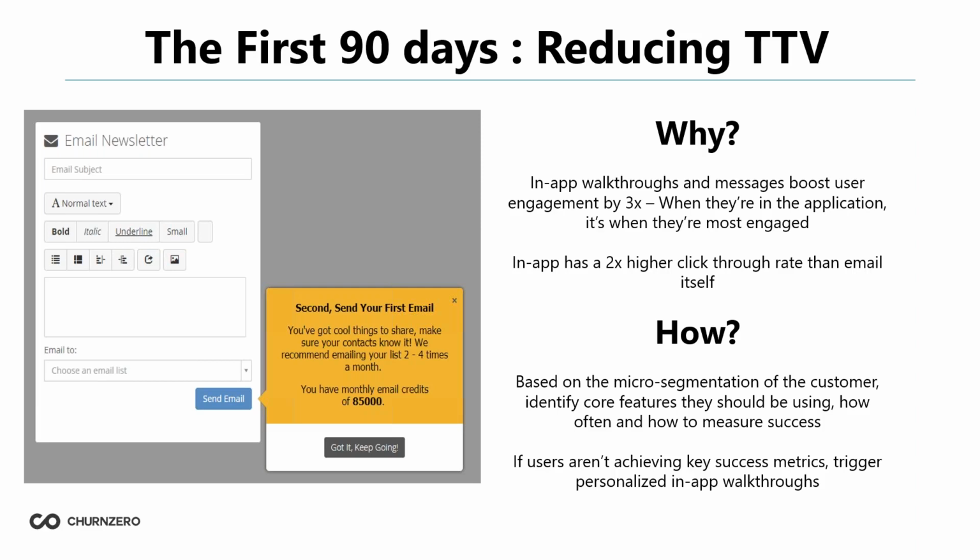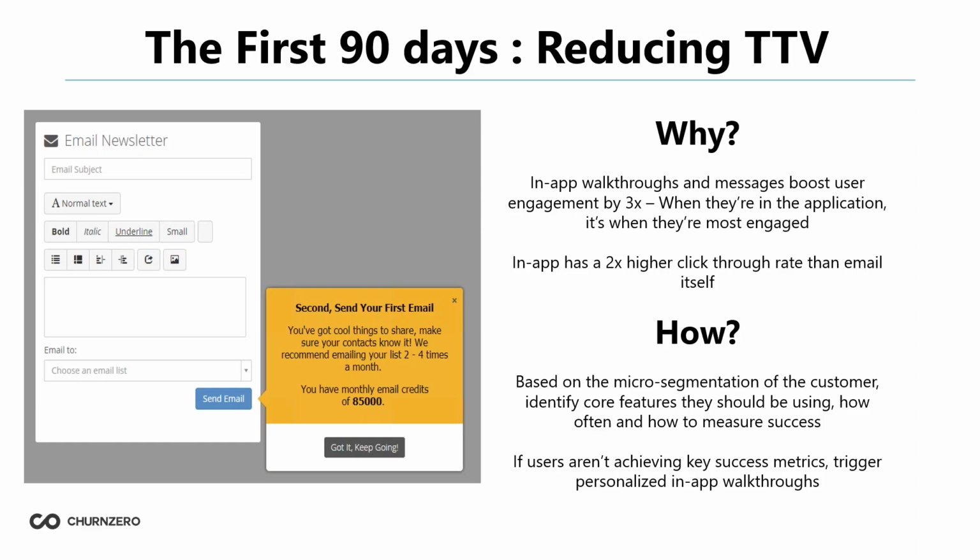So how do we do it? Again, I think the idea behind it is not being generic, be as targeted as possible. So within the first 90 days or even shorter, I would use that type of segmentation that we talked about on the slide prior to understand the customer. What core features should they be using? How often should they be using them? And identify a way to measure success.